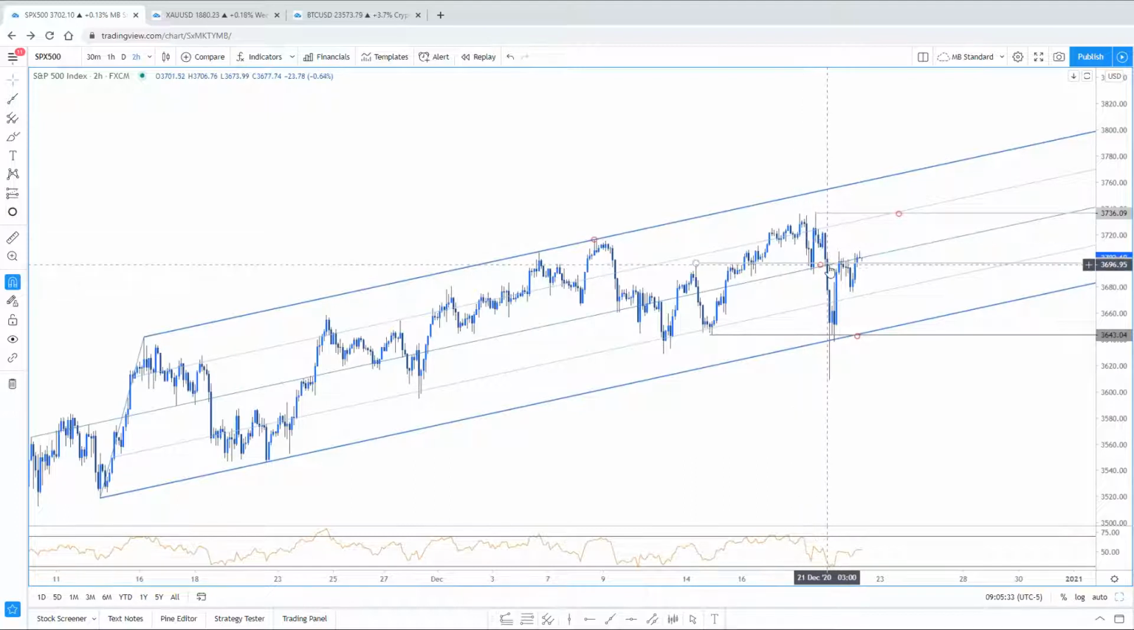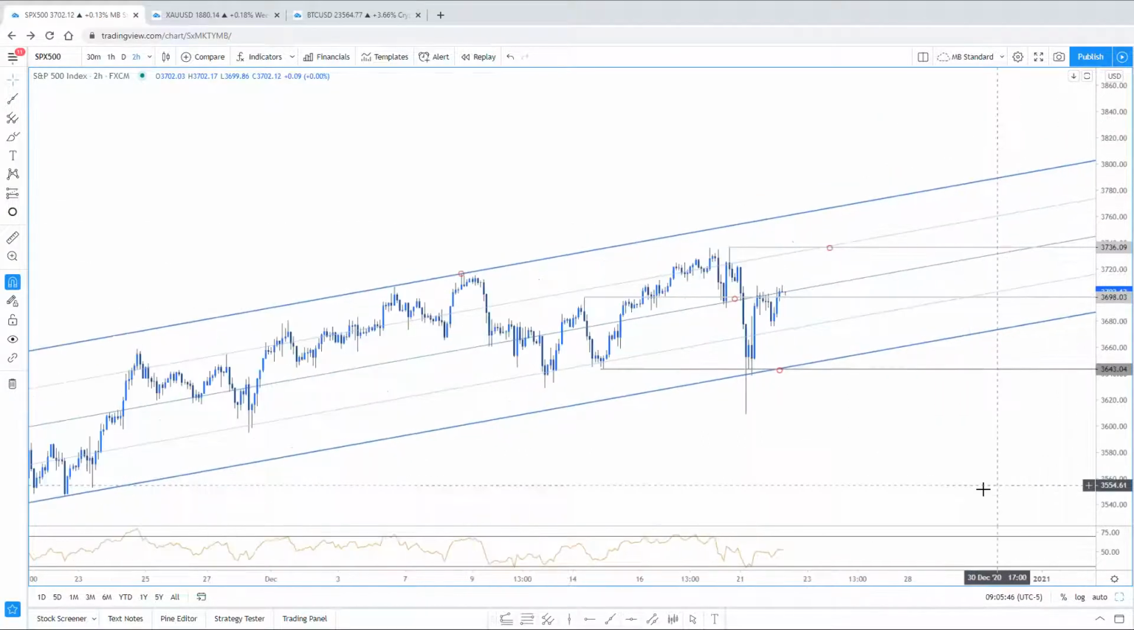So here's the turn and break, dump right into the lower parallel, right into those lows for the month. There's the rebound, right back into median line resistance. Look for a reaction here today. If it breaches, look for an accelerated rally back into 37.36.